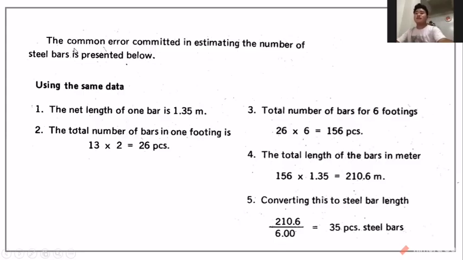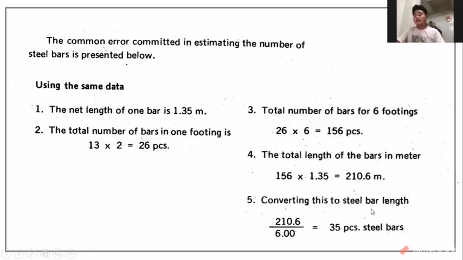So the common error committed in estimating the number of steel bars is presented below here. So using the same data, the net length of one bar is 1.35 meter, and the total number of bars in one footing is 26. And then the total number of bars for 6 footings is 156 pieces. Then the total length of the bars in meter, which is 156 times 1.35, is equal to 210.6 meter. Converting this steel bar length, we have 210.6 divided by 6, so we have 35 pieces.